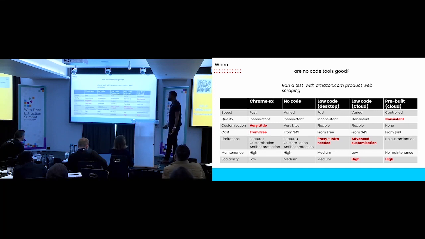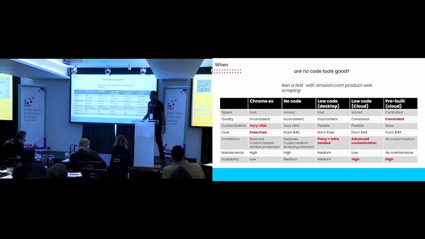In terms of customizations, there were some limits to how much you can customize, but with some of the low-code ones, there were more options to customize. With the pre-built ones, there's very little or no scope to do any customizations. In terms of cost, I was actually able to use some of them for free, like the Chrome extensions. But when I looked at some of the cloud providers, the cost could go into the tens of thousands, depending on your volume. In terms of limitations, they were limited to the feature sets of each product.